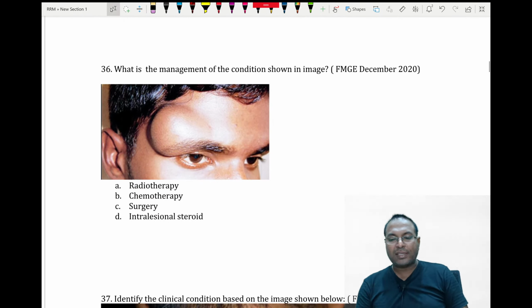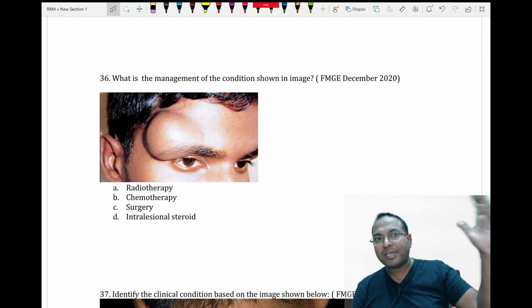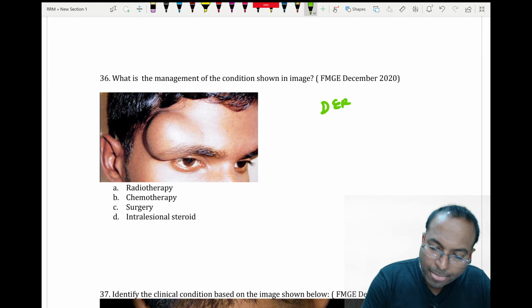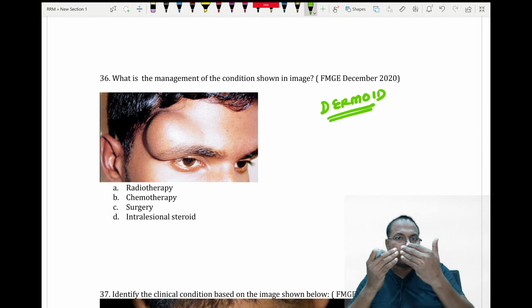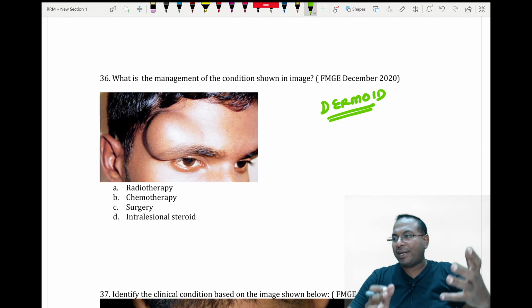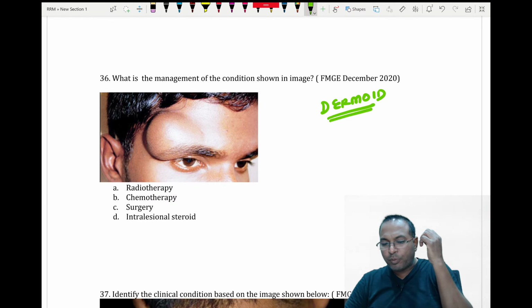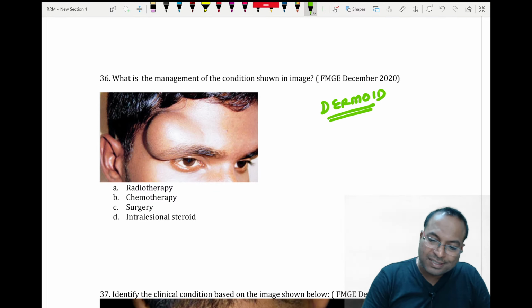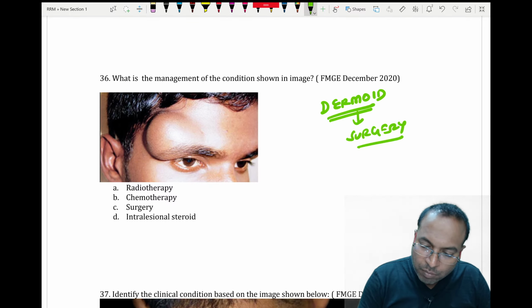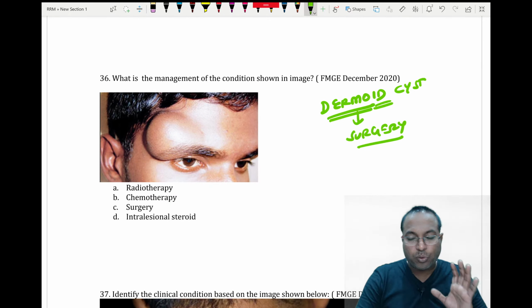See another question on swelling. Whatever we saw, a sebaceous cyst, lipoma. Now it's a dermoid cyst. Dermoid cyst is seen at the lines of fusion of bones. External angular, post auricular, scalp. Everywhere you get dermoid cyst. Dermoid cyst is treated by surgery, not by anything else. Dermoid cyst means it's surgical excision only.